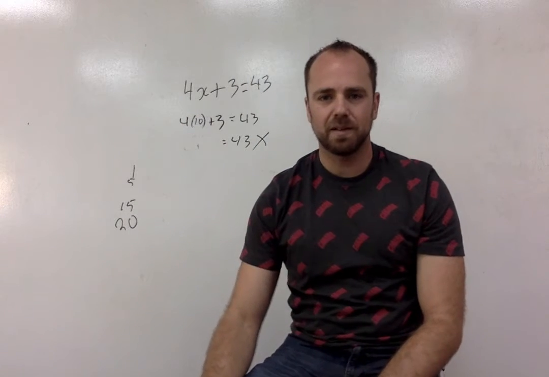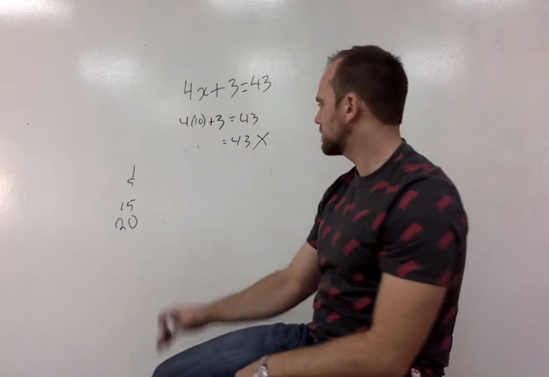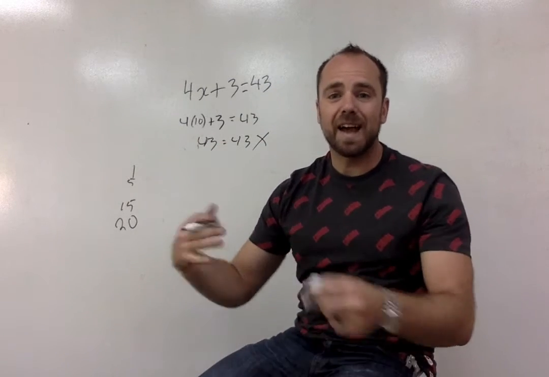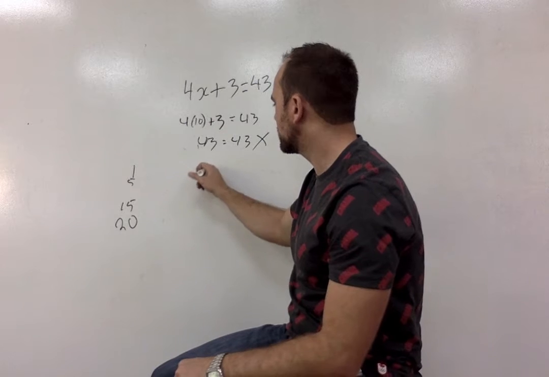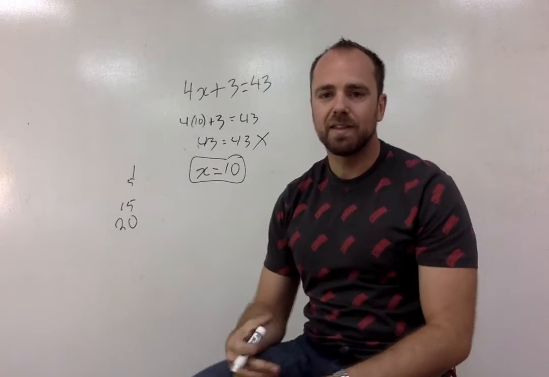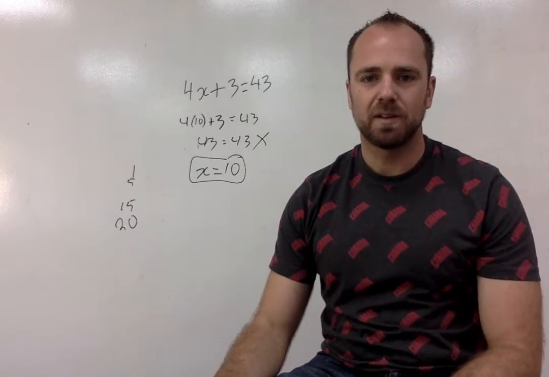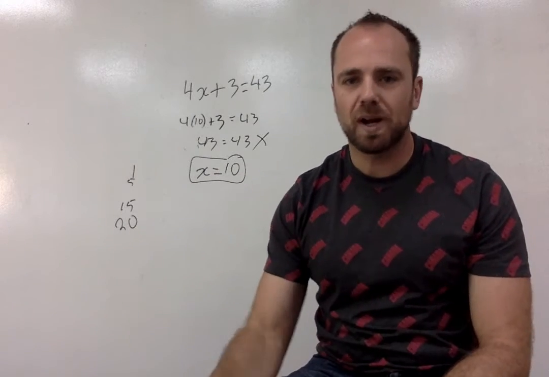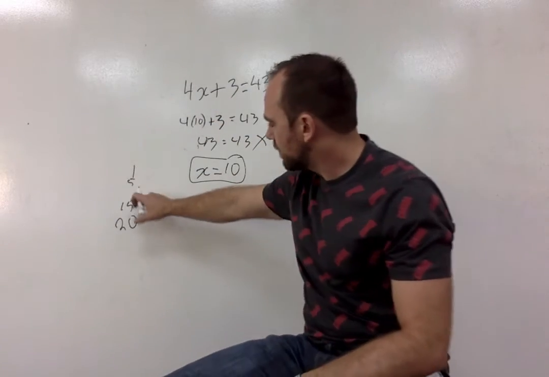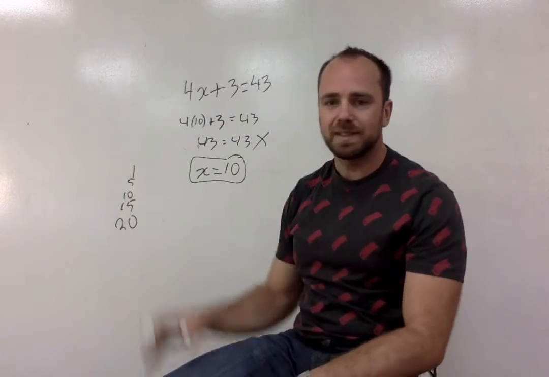4 times 10 is 40, plus 3 is 43. Okay, I can now say in this situation, x is going to equal 10. That is going to be my answer. I'm going to continue to do it trial and error. I'm going to see what's too big, what's too small. So then my answer ends up being 10.